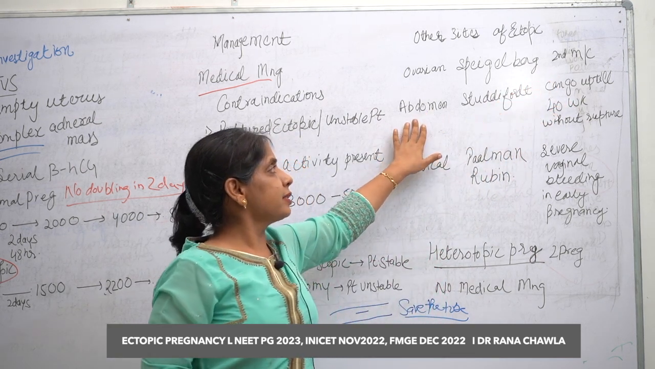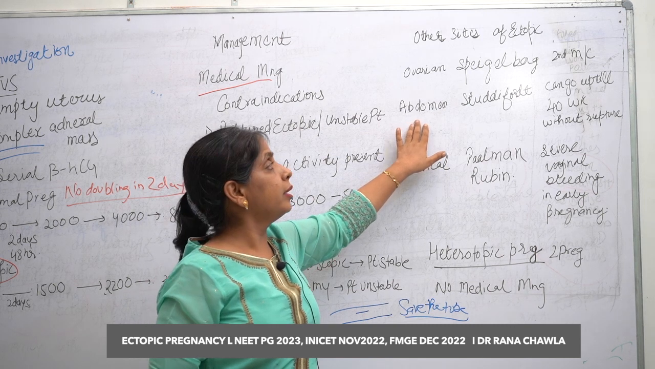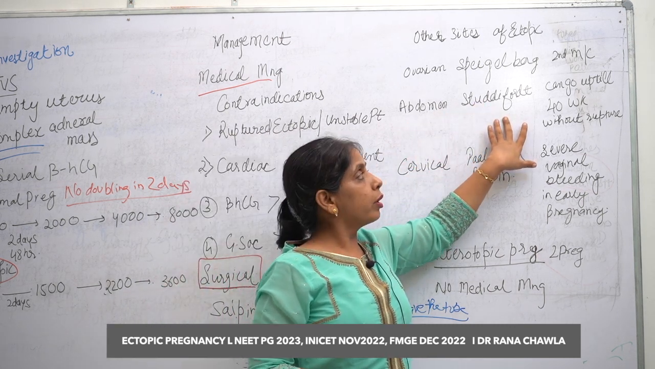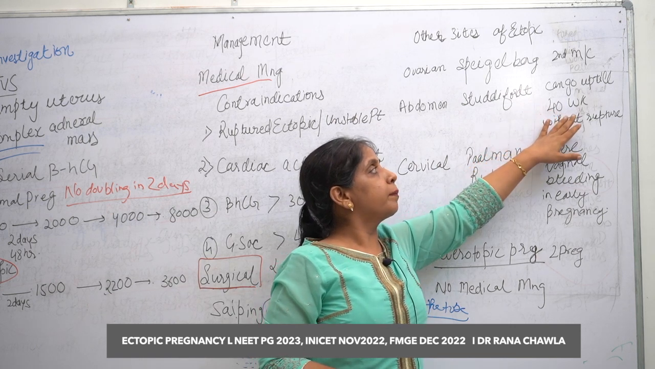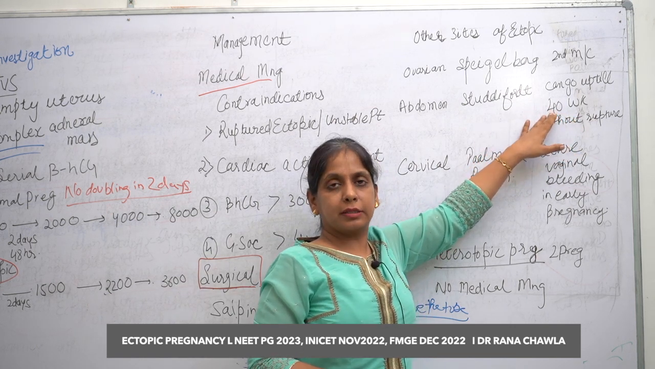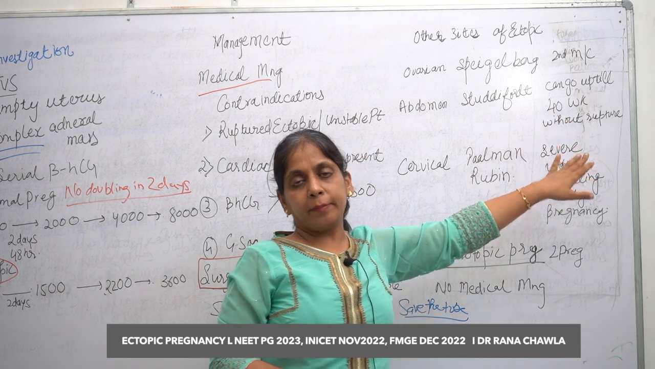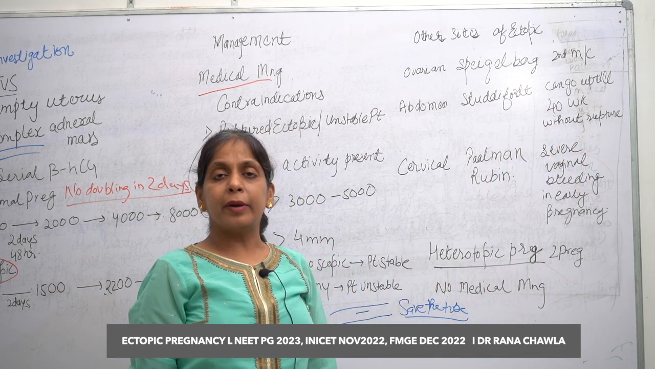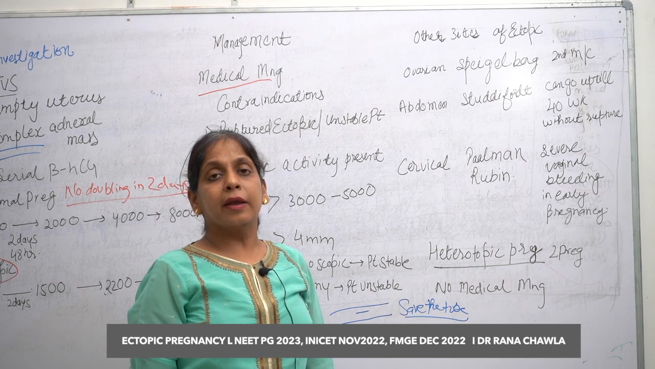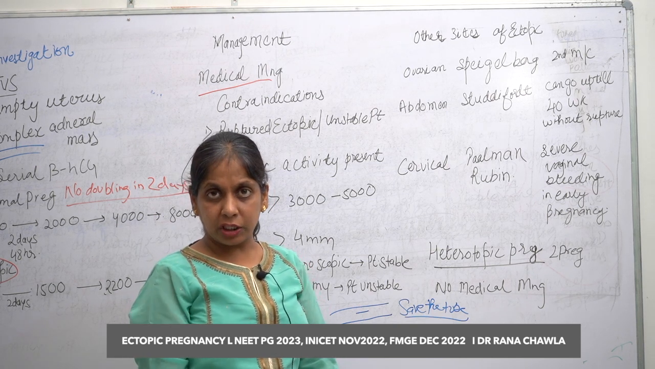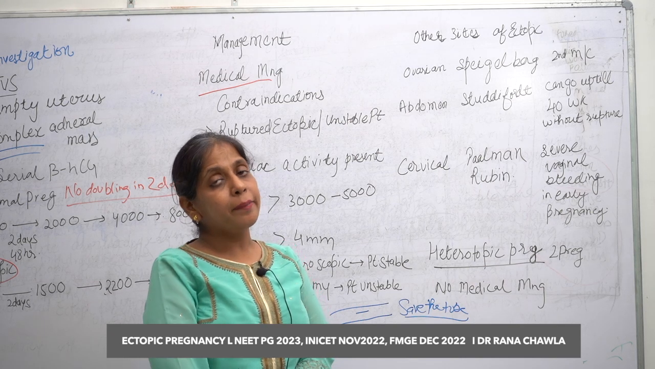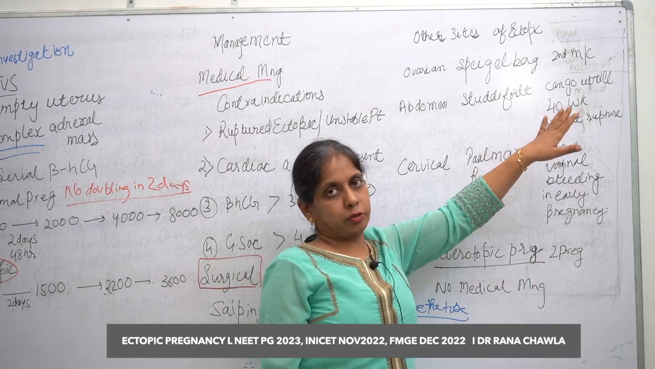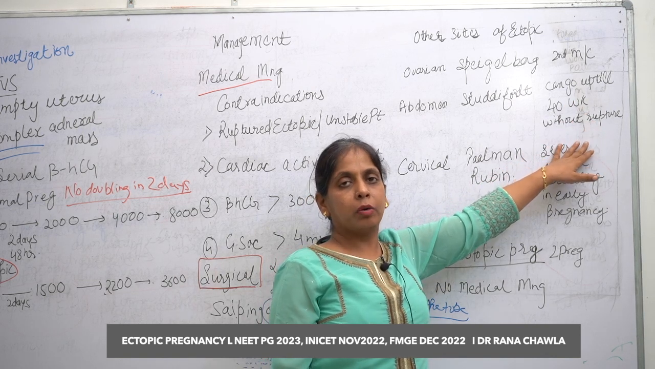Now the next site is the abdomen. Abdominal pregnancy can go up to 40 weeks without rupture. The pregnancy is in the peritoneal cavity. If the fetus finds suitable conditions there to progress, then that pregnancy can go up to 40 weeks without rupture.